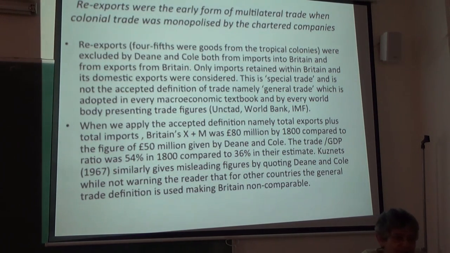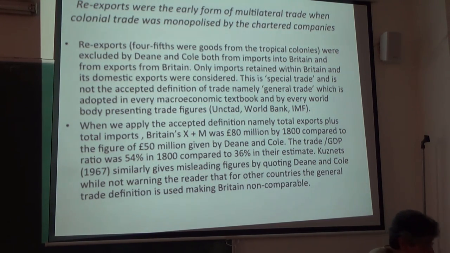And he's misled by Kuznets, and Kuznets in turn is misleading you because he's using the Dean and Cole statistics. Okay? So this is just to warn you that nothing that you read is to be taken for granted without looking at the definitions that are being used. And in fact, there has been a phenomenal degree of misleading people as far as trade estimates are concerned.